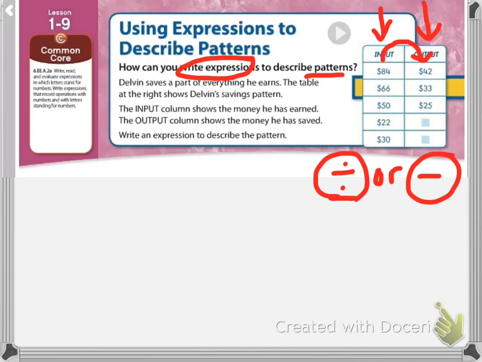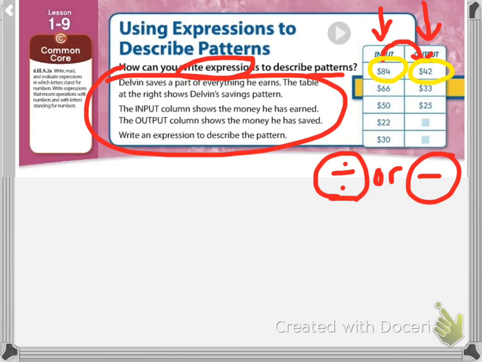According to the problem here, Devin saves a part of everything he earns. The table at the right shows Devin's savings pattern. The input shows how much he has earned, so that means how much he gets paid. And then the output shows how much money he has saved. Then we write an expression to describe the pattern. So if he made $84, his savings is $42.